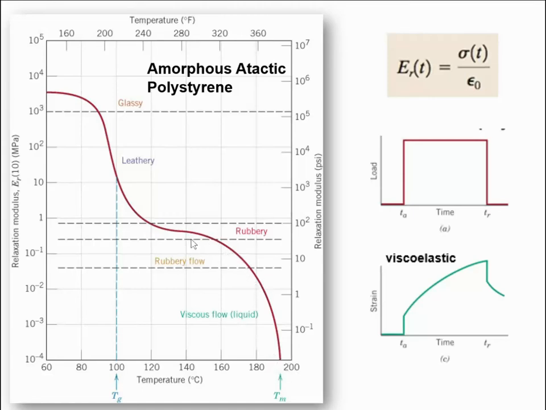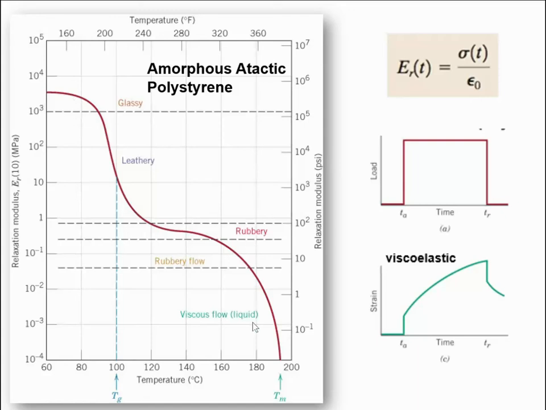So in here, as we're getting higher in temperature, we're getting viscous flow. Okay, so the viscosity of the polymer now is becoming lower and lower, and we're getting a flow. And then when we get to the melting point, we have a liquid.